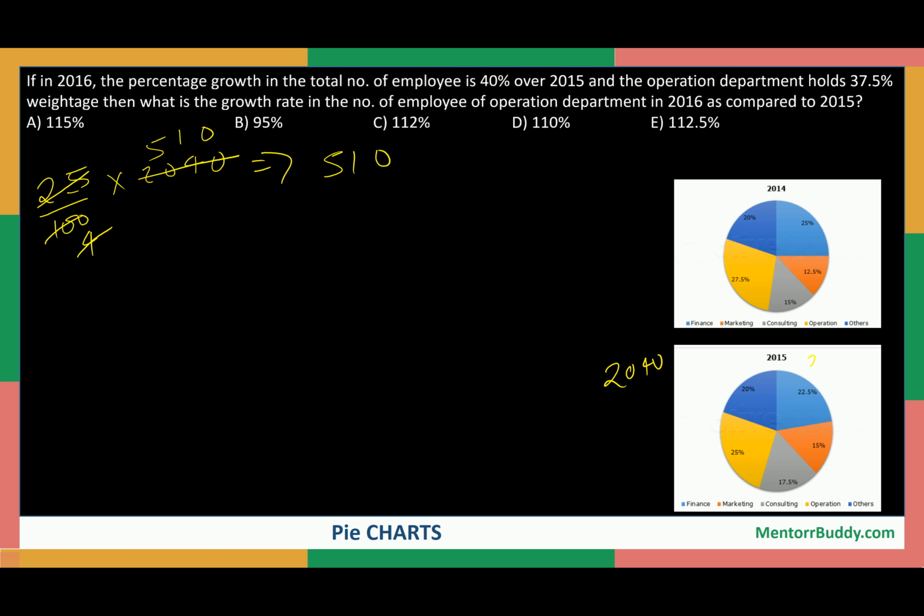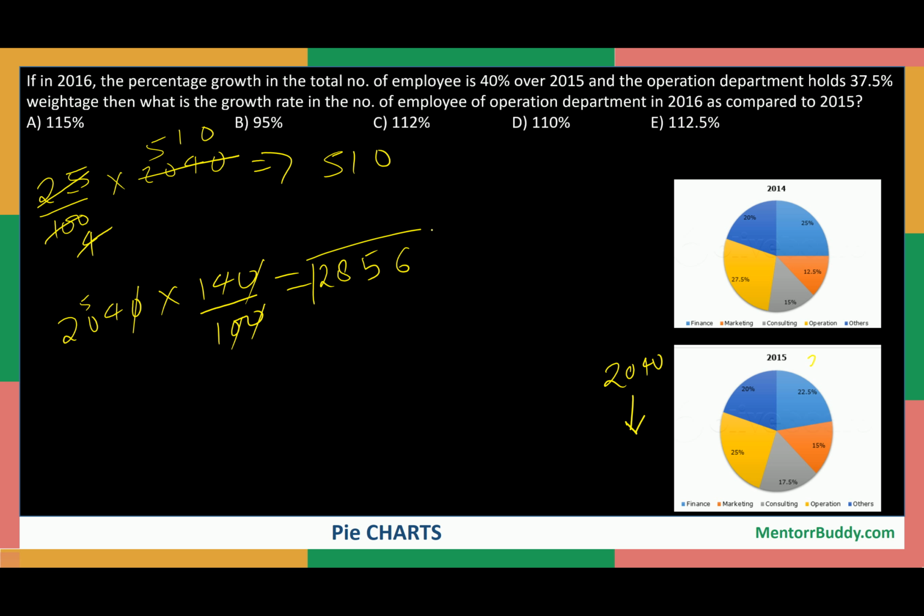Now there is an increase of 40% in the overall employees in 2016. So from 2040 there is an increase of 40%, so the final count will become 140 by 100 times 2040. This is the way we calculate it. So it becomes 14 into 204. 14 into 4 gives 56, that is 6 and carry 5. 14 into 0 is 0 and 5, and 14 into 2 is 28. So the final count of 2016 is 2856.